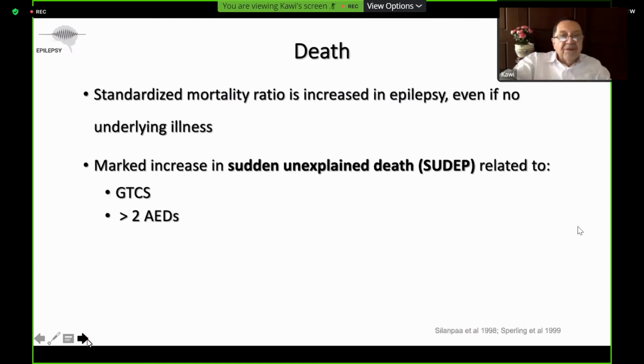Death from epilepsy: the standardized mortality ratio may be increased in patients with epilepsy, even if there is no underlying illness such as a brain tumor or vascular lesion in the brain. There is a marked increase in sudden unexplained death. This is a phenomenon known in the literature as SUDEP, sudden unexplained death in epilepsy. It is usually related to generalized tonic-clonic seizures in patients who require more than 2 anti-epileptic drugs.